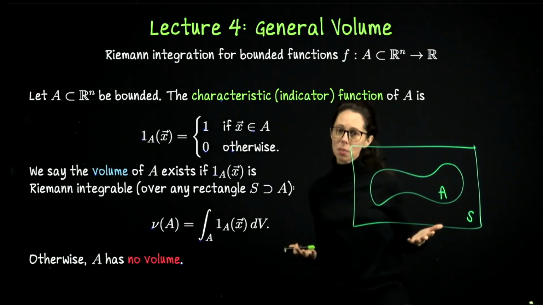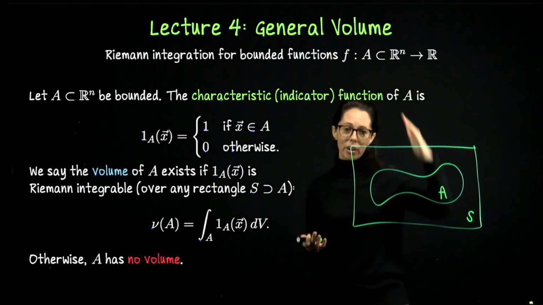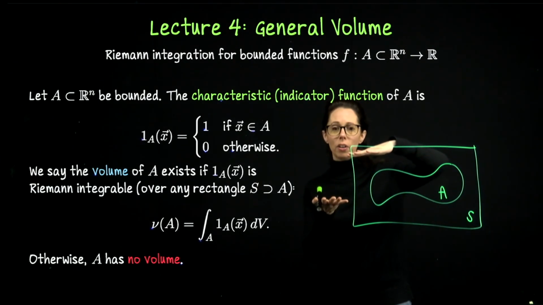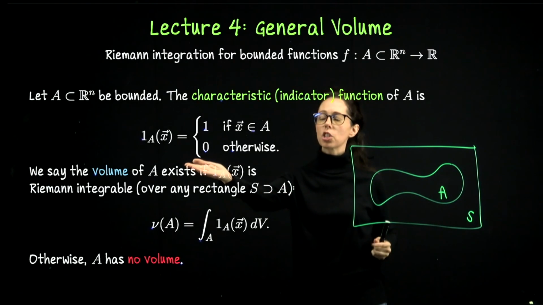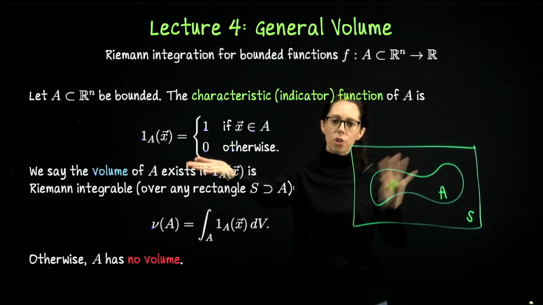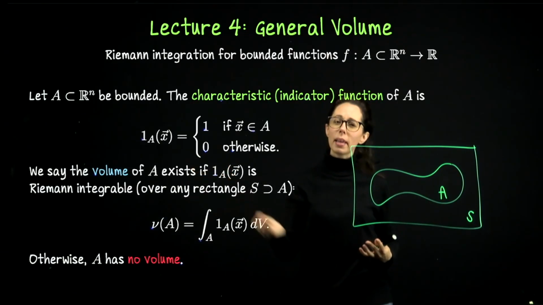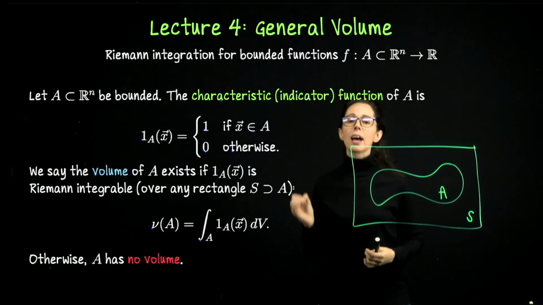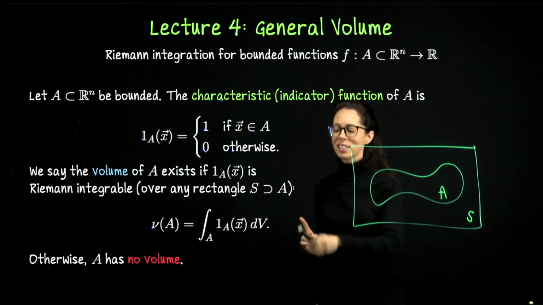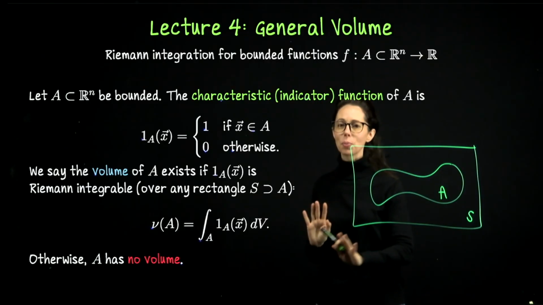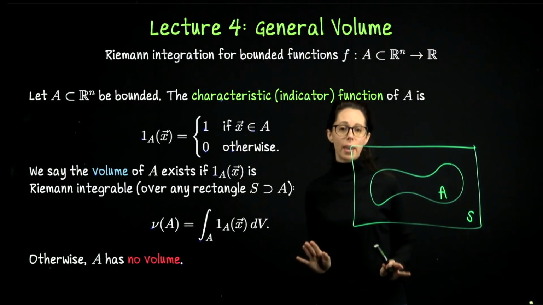However, it's possible that your upper integral and your lower integral will not coincide, in which case this characteristic function is not integrable over this domain. If that happens, we say that A has no volume. Be careful, because no volume sounds like volume 0. That's not the same thing.